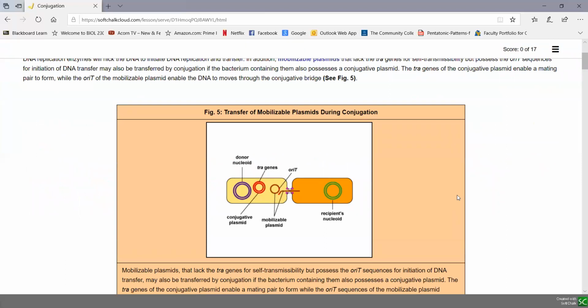And we're going to show you an animation of that in a little bit, but this illustration kind of shows the general idea where this bacterium has, in addition to its chromosome or nucleoid, a conjugative plasmid which contains TRA genes as part of it. And that allows for one strand of the plasmid to enter a recipient.